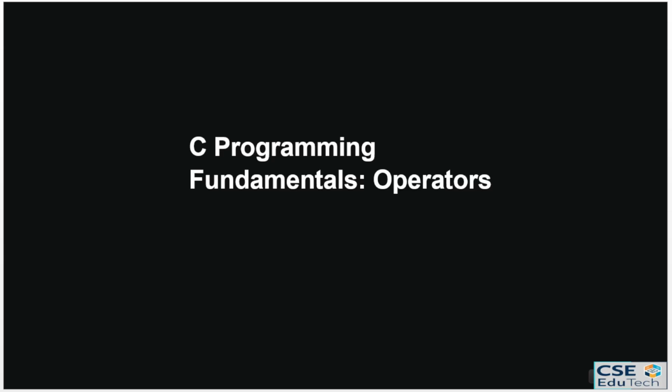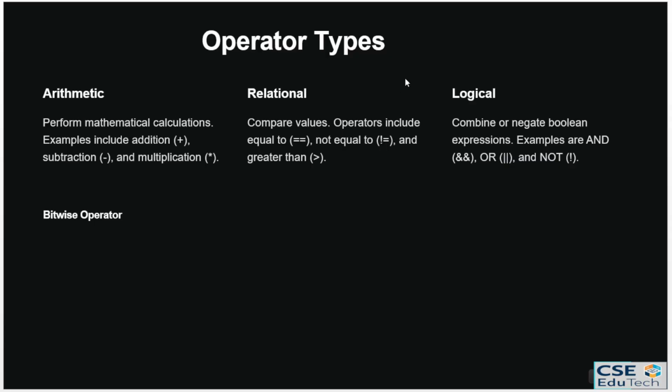Hello. In this lecture, we'll discuss the types of operators that are basically used in C programming, and then we'll discuss different examples with respect to these operators. Then we'll discuss input and output, and finally we'll discuss type conversion. So, what are the different types of operators that are available in C programming?